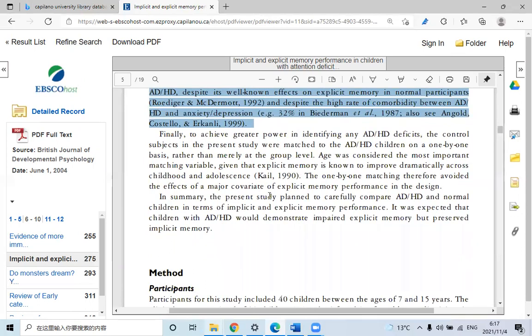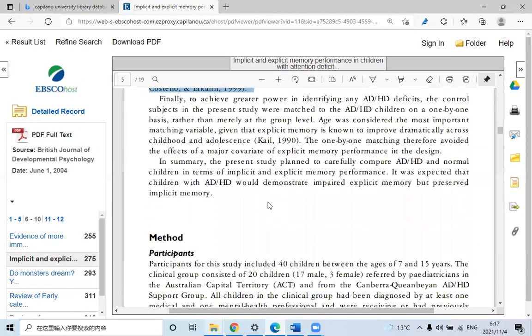Now, the overview of this particular research is pretty understandable. They are trying to show that ADHD kids suffer from a deficit in explicit memory, but not in implicit memory. Implicit memory is okay. Automatic processing is no different between ADHD children and control children.